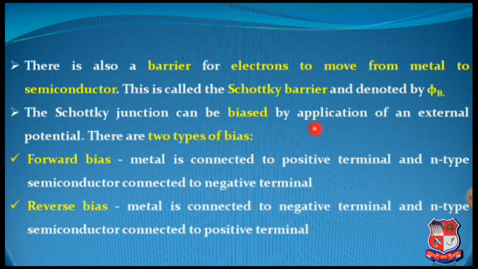The Schottky junction can be biased by application of an external potential. Again, there are two types of biasing, as we have studied earlier, that is forward bias and reverse bias. In the forward bias, the metal is connected to the positive terminal and the n-type semiconductor is connected to the negative terminal. Conversely, in reverse bias, the metal is connected to the negative terminal and the n-type semiconductor is connected to the positive terminal. So with these two types of biasing, we can apply the external potential.